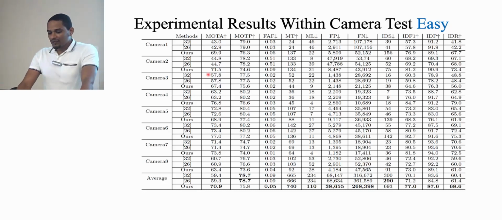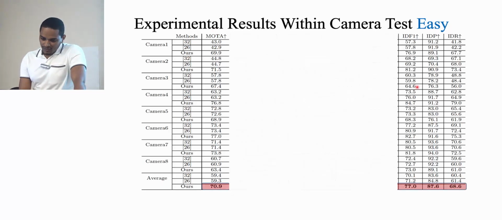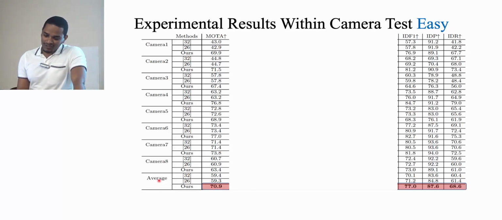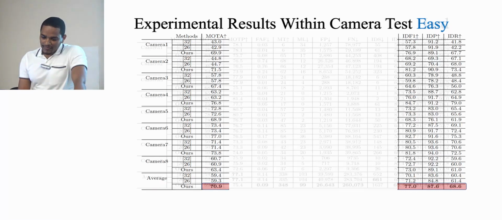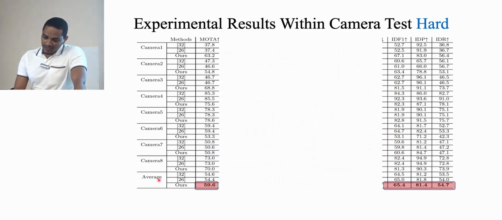This is the detailed result of all 8 cameras for within-camera performance in easy sequences, and the last row shows the overall average results. You can pay attention to these columns, since MOTA takes into account all the other metrics. In MOTA, we are able to improve by around 10% in overall average performance. This is the result over hard sequences. Similarly, here we are also able to improve by around 5% over the state-of-the-art approach on MOTA.